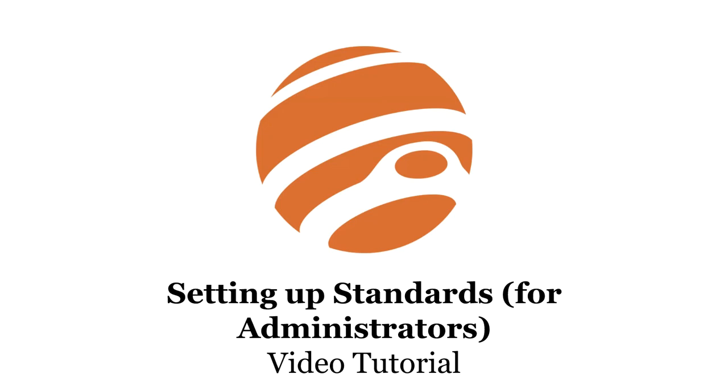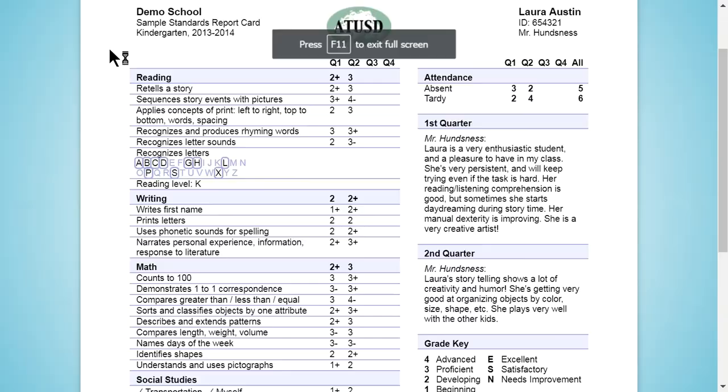This tutorial describes how administrators can set up standards-based grading. Standards-based grading lets you assess students on several different objectives for each subject, rather than just one overall grade per subject. Standards can be created and then applied to some or all classes. Teachers link assignments to standards, which result in grades for each objective.